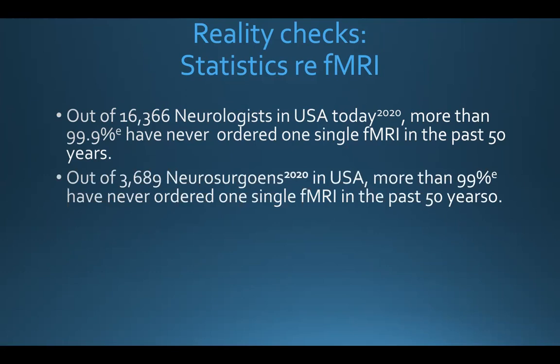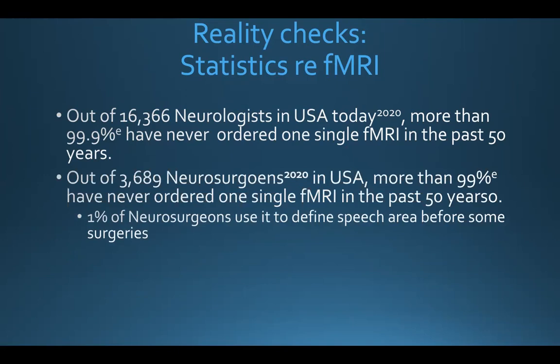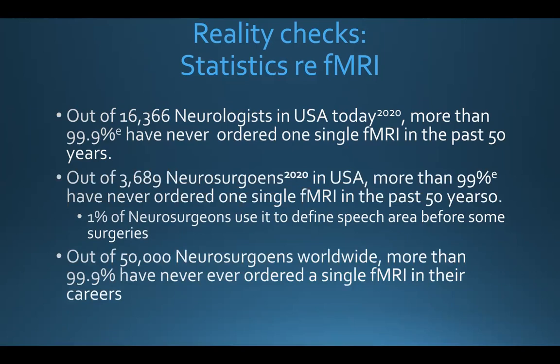None. If you look worldwide, you find that of neurosurgeons, about 50,000 of them, more than 99.9% have never ordered a single functional MRI in their entire careers. Only a very small number in the USA order functional MRI to look at the speech center for certain cases, and 1% is way an exaggerated number. It's a lot less than that. But it happened, so I had to mention that. The speech center is superficial, just under the skull. It uses a lot more oxygen than other parts of the brain, so you can possibly see it.